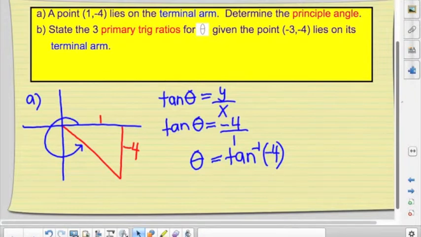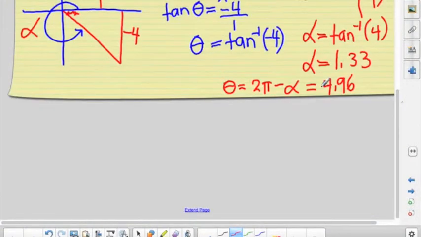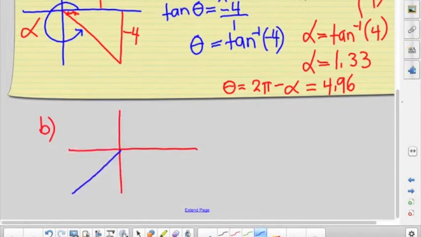But if I want to solve for my related angle, say the related angle is alpha, I don't want to solve for this angle. I want to solve for the related angle. For part B, we're going to do the same thing with (-3, -4), and you want to solve for your primary trig ratios.